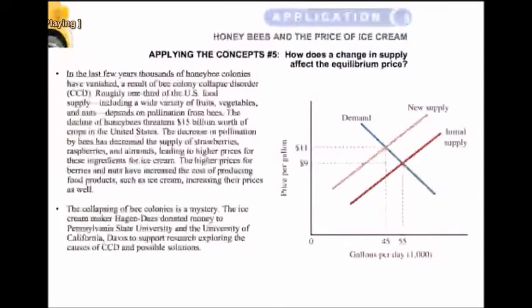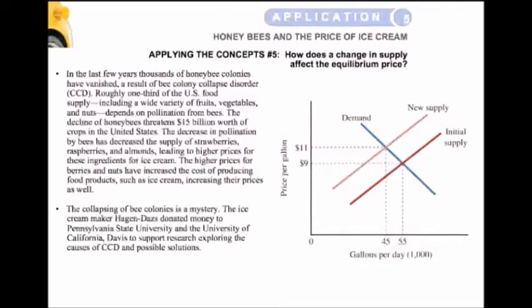Thousands of honeybee colonies have vanished. Roughly a third of the U.S. food supply, including a lot of fruits and vegetables, depend on pollination from bees. In fact, the decline in honeybees threatens $15 billion worth of crops in the United States. This decrease in pollination has decreased the supply of strawberries, raspberries, almonds, leading to higher prices for the ingredients for ice cream. How is this going to affect the ice cream market?